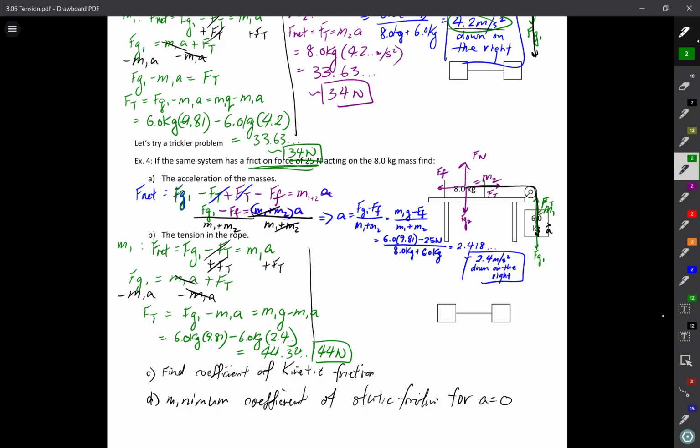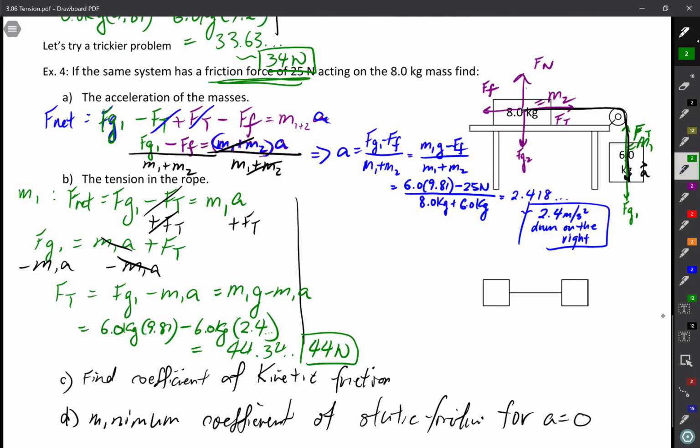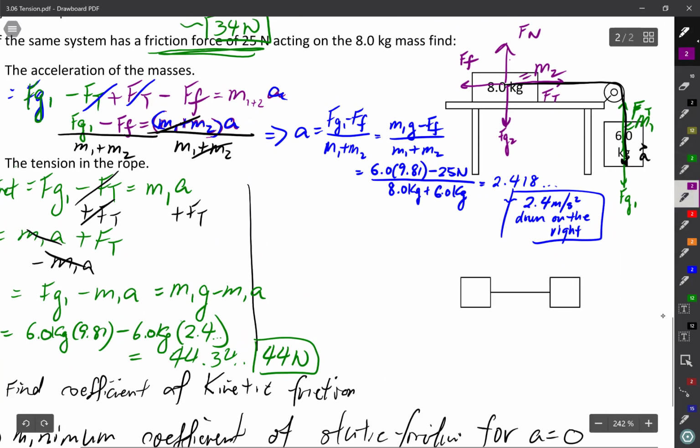So again, for M2, hopefully we should get a very similar value. So I'm zooming in to M2. I wanted to say something and I totally forgot what it was. Okay, if I remember, I'll come back. Okay, so we have F net here, and then looking at M2, we have Ft pulling it forward, but now we have friction resisting that. So I have to subtract friction equals M2a, and I'm going to put Ft on the other side.